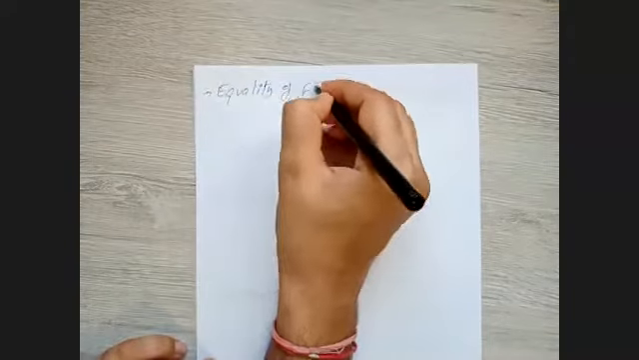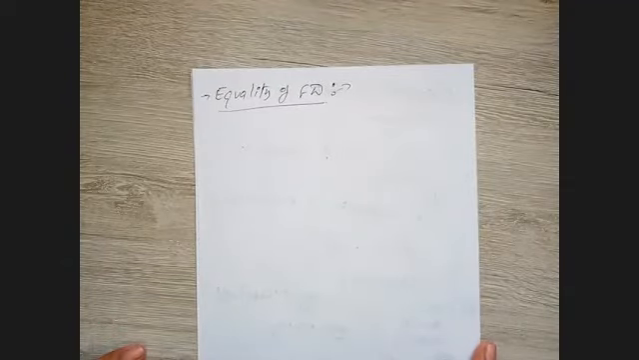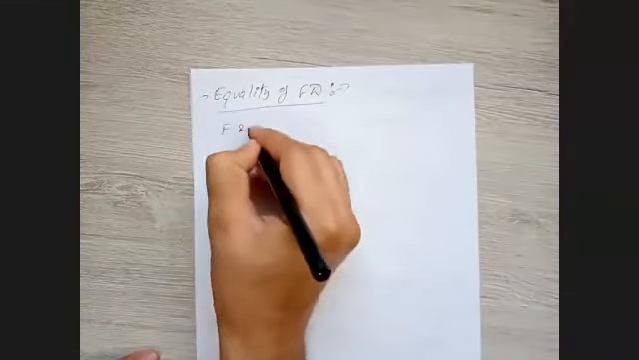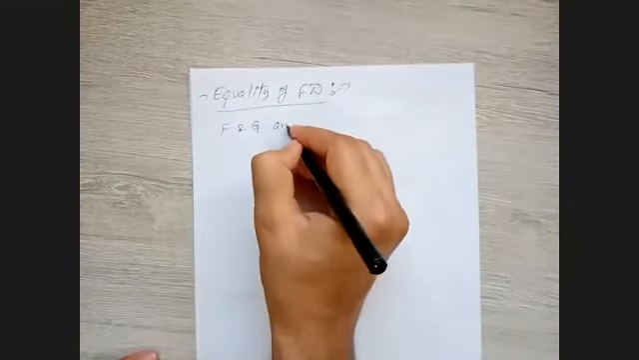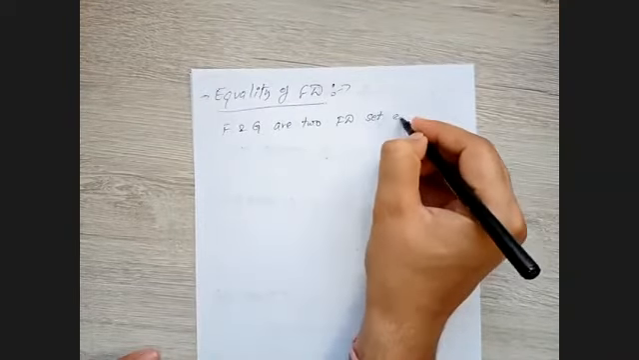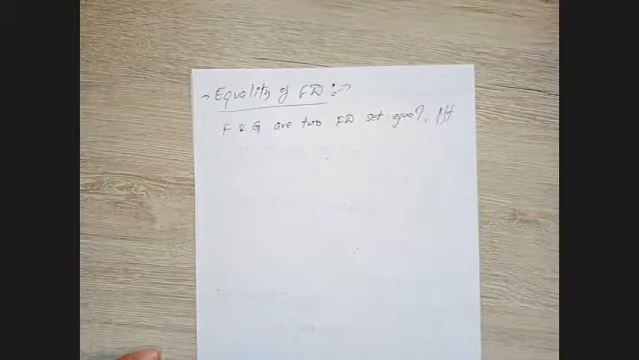Equality of functional dependencies. Understand when two functional dependency sets are equal. We are talking about sets here. For example, F and G are two functional dependency sets, and they are equal if and only if we check two conditions.